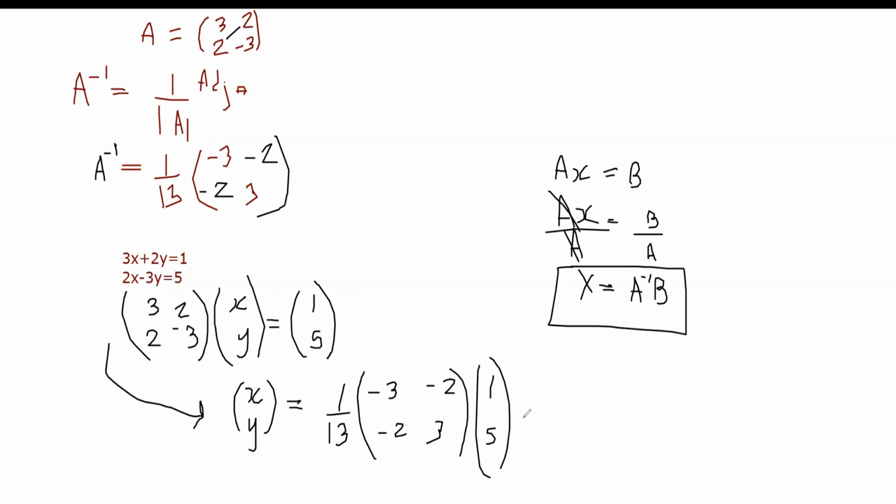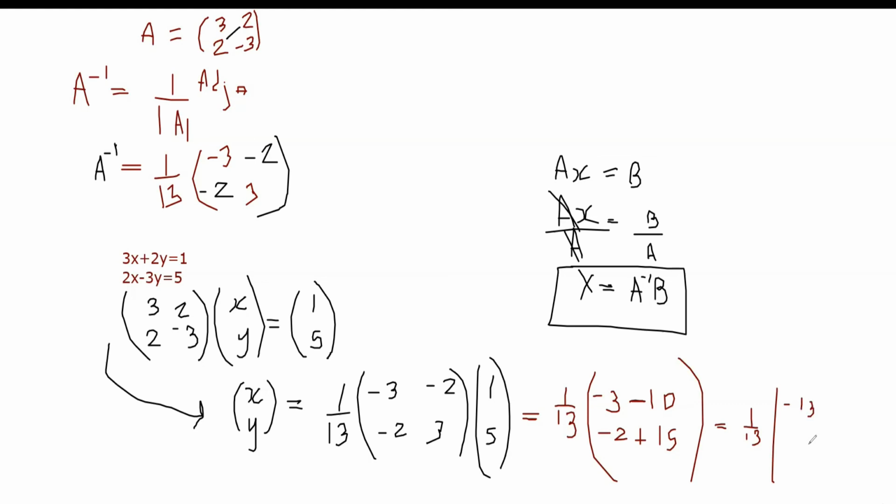So now we can finish this off. It's going to be 1 over 13 times, and we just multiply this row by this column. So we have -3 times 1, that's -3, plus -3 times 5, that is -10. And then this row by this column, that's -2 plus 15. So we'll finish and work it out. What we're going to get is xy is 1 over 13 of, this looks like -13, +13.